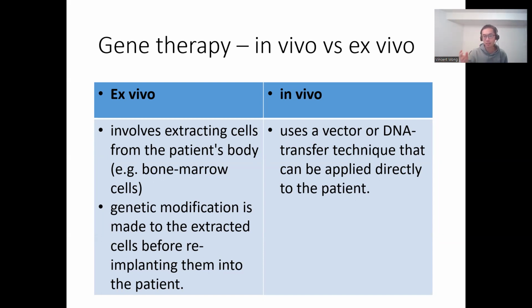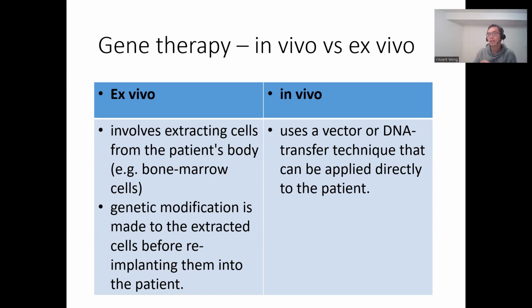In vivo is, inject the genetic material. We use a vector to deliver the DNA, and hopefully the DNA is going to go to only the cells that we want, and then only affect the cells that we want to affect. Okay, so ex vivo, you take the cells out, you do some genetic modification, you put them back in.